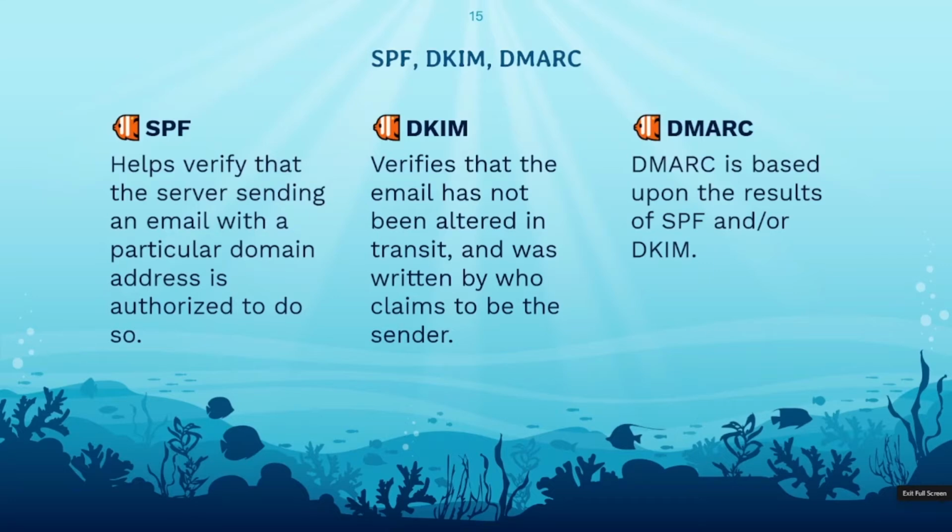Then we have DKIM. DKIM verifies that the email has not been altered in transit and was written by who claims to be the actual sender. And then we finish with DMARC, which is based upon the results of SPF and/or DKIM.